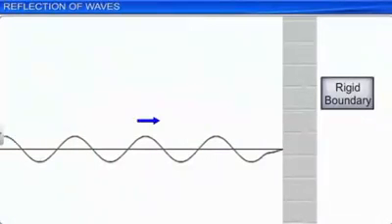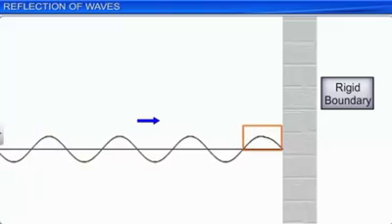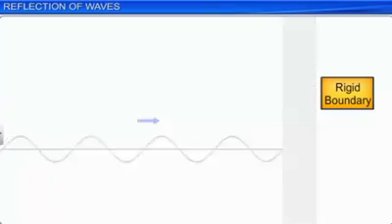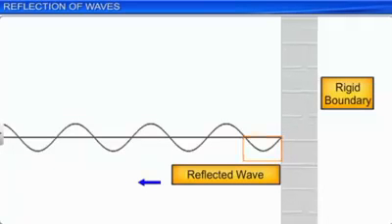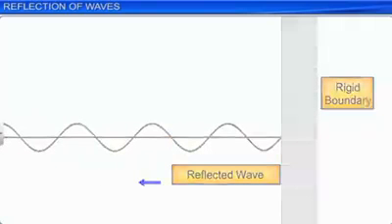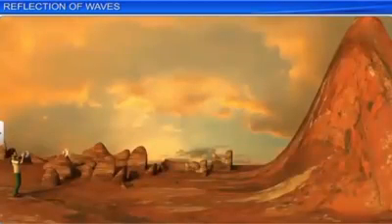When a pulse of a traveling wave strikes a rigid boundary, it gets reflected. An echo is one of the simplest examples of this phenomenon.